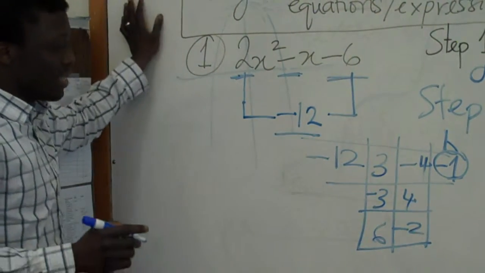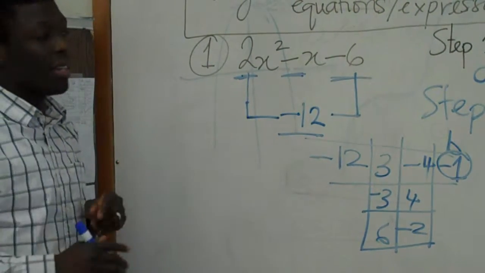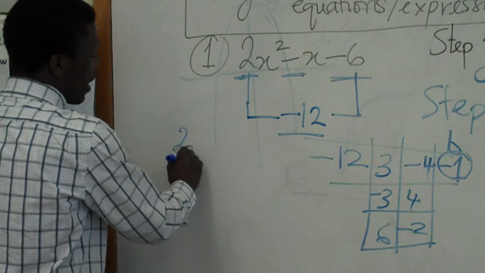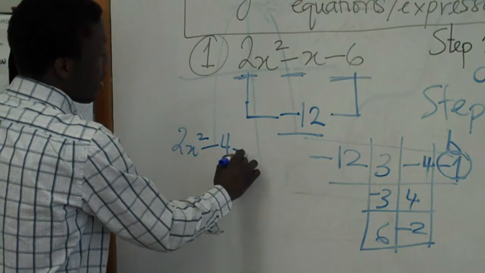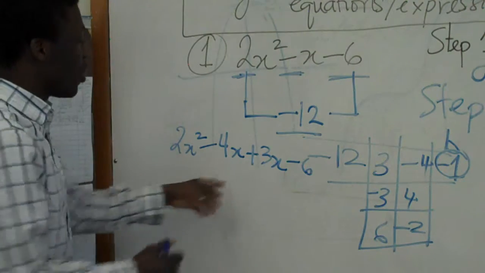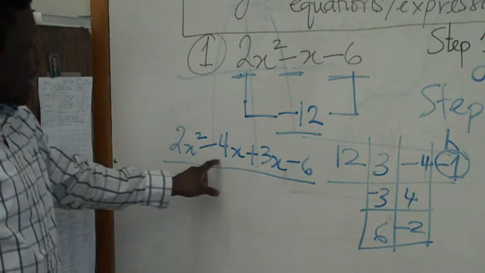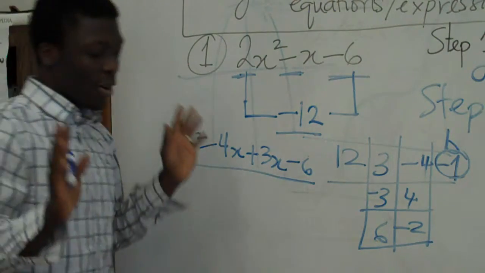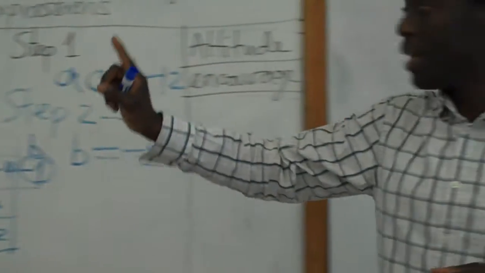In that case, what we do is we write a new expression. We write 2x squared minus 4x plus 3x minus 6. That's our new expression. 2x squared minus 4x plus 3x minus 6. Okay, now some of you are like, what's going on? Let me explain why this might be a little tricky.